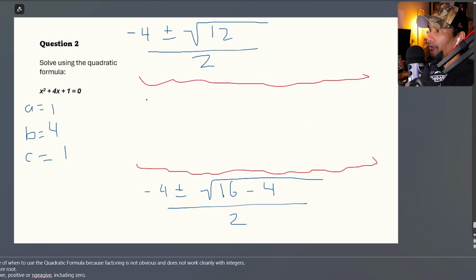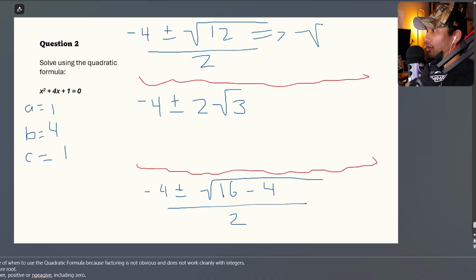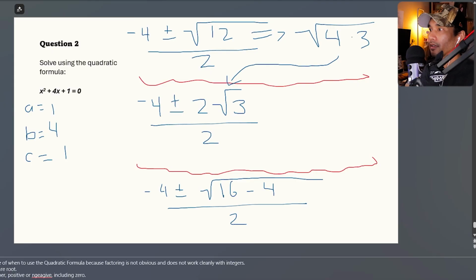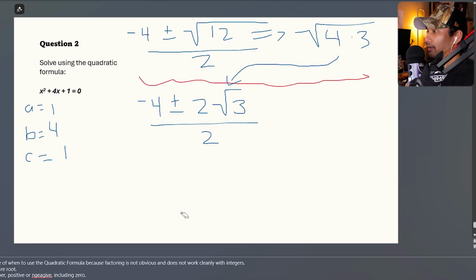And then we have -4 plus minus, and then we have this 3 here, and then, oh, I need room for the 2. So 2 square root 3, because remember, we simplified the square root of 4 times 3, and now we have this one right here. And then all divide by 2. And then let's just keep going.